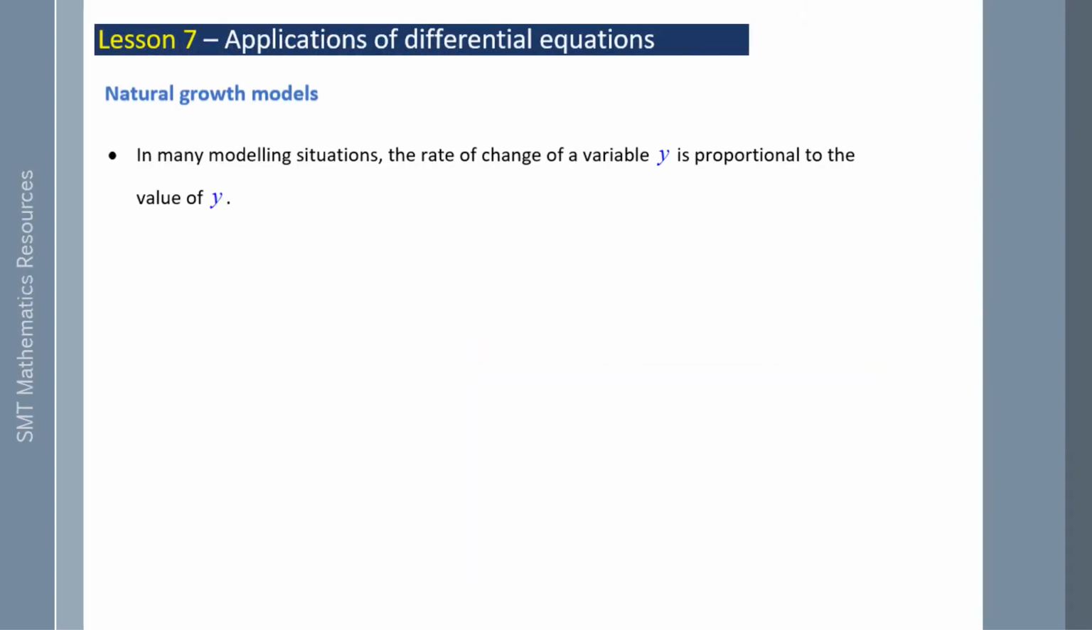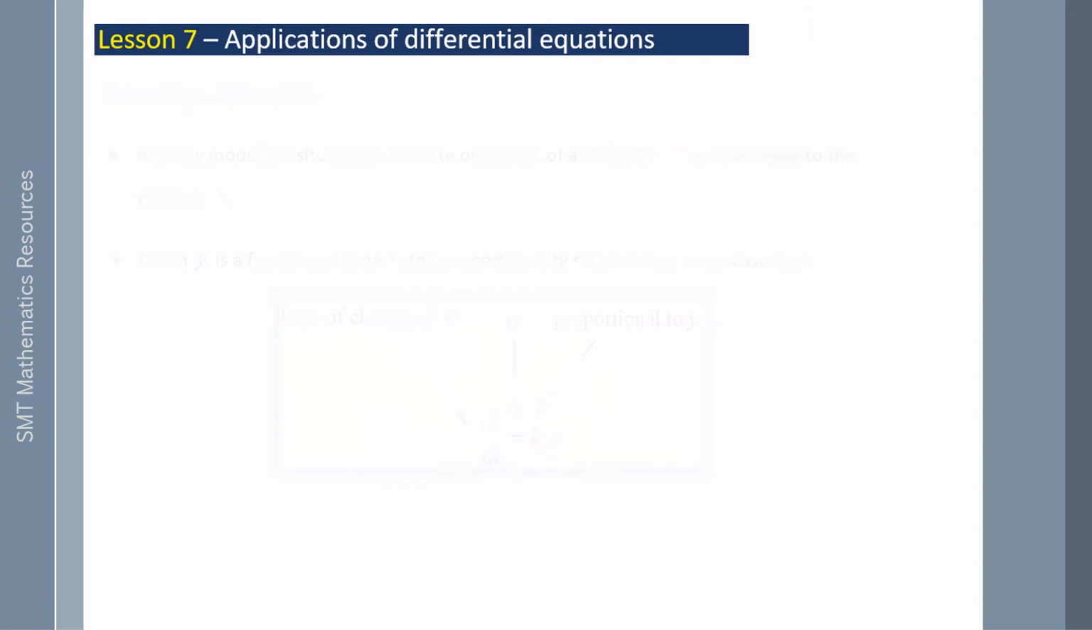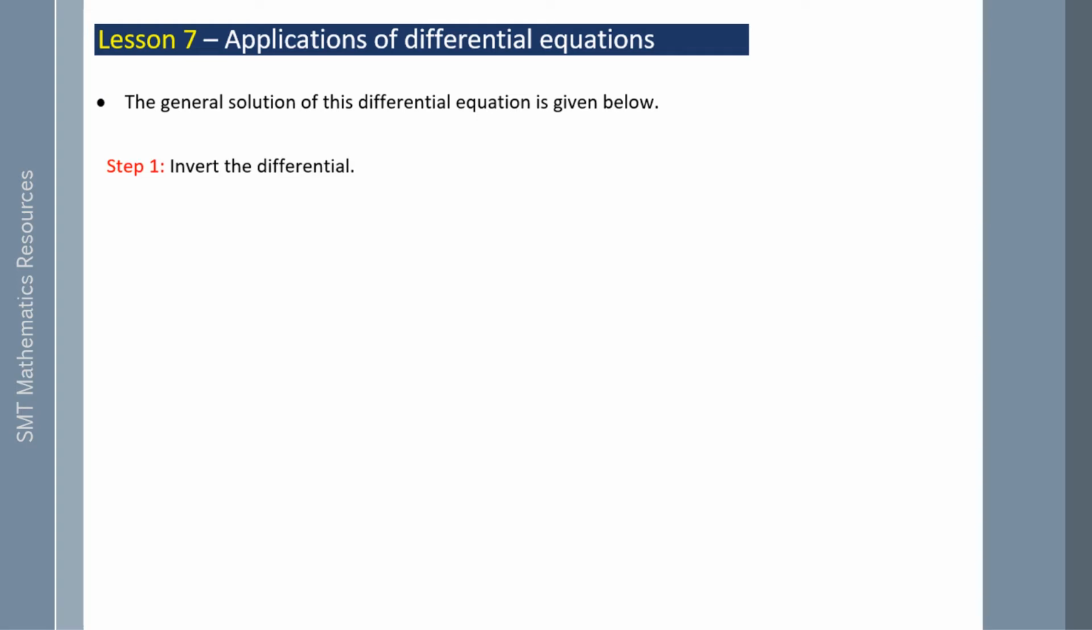Natural growth models. In many modeling situations, the rate of change of a variable y is proportional to the value of y. Given y is a function of time, t, the proportionality relationship is expressed as dy/dt equals ky, where here is our rate of change, and this is proportional to y by writing ky. The general solution of this differential equation is given below.